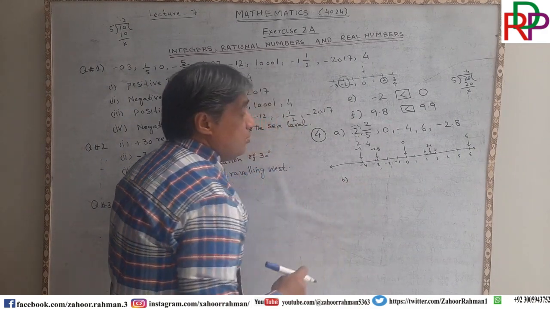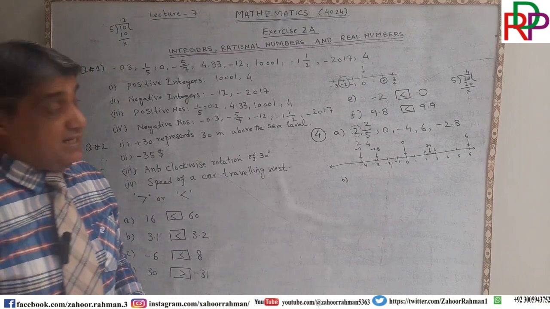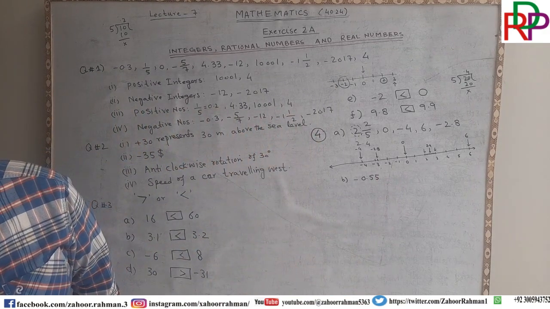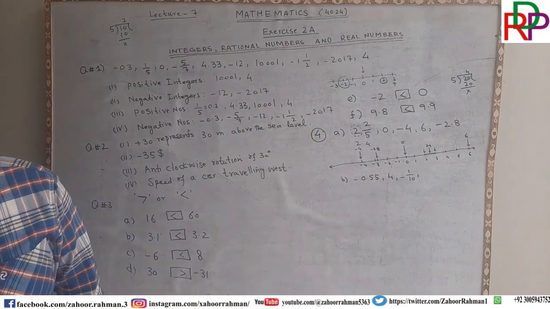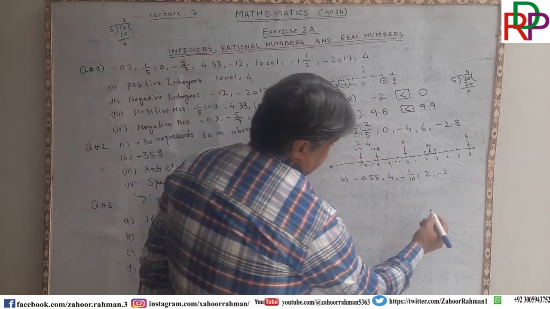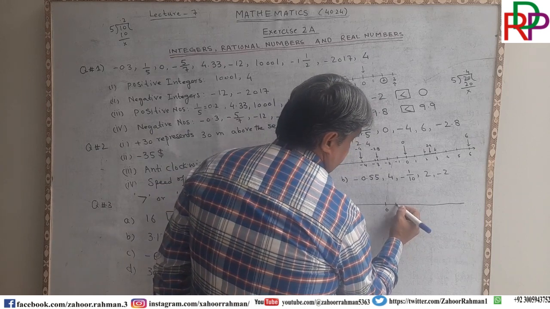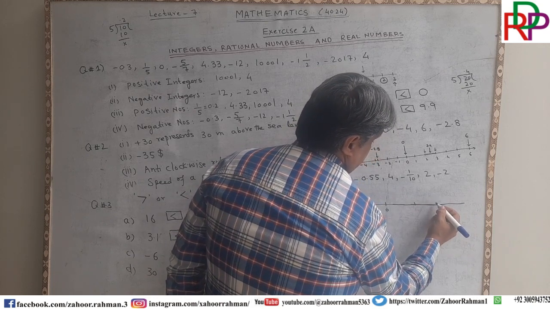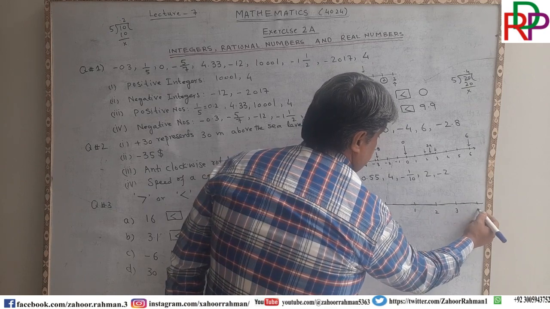In the first part, note, ladies and gentlemen, that after the decimal there is only one digit. But in the second part, they are giving us minus 0.55 and then 4 and then minus 1 over 10 and then 2 and minus 2. Ladies and gentlemen, we are first drawing the representative line for the solution of this question. Then we are writing 1 and 2, 3 and 4. So this is 1, this is 2, this is 3 and this is 4.